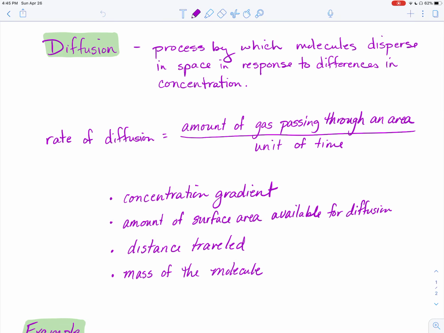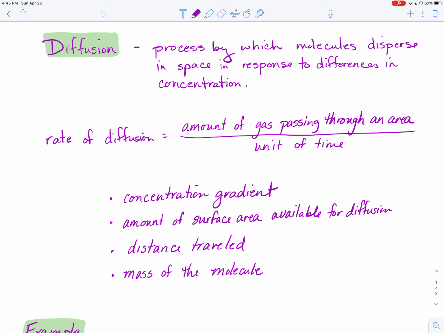In this video, we're going to look at the process of diffusion of gases. This is essentially a process where molecules disperse in space in response to differences in their concentration within that particular space. And you can look at and calculate the rates of diffusion by looking at the amount of gas passing through an area divided by the unit of time.